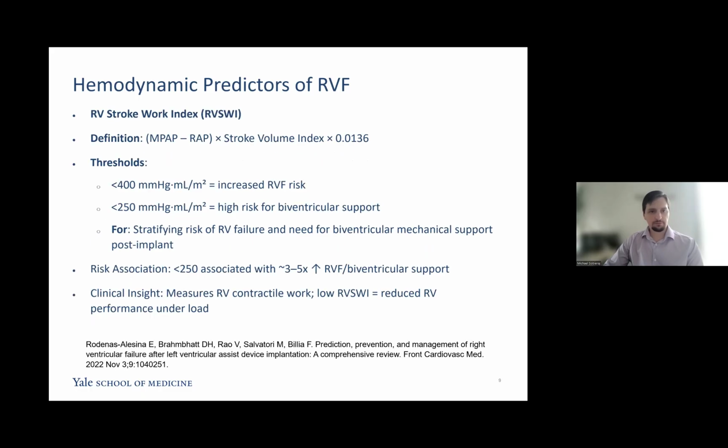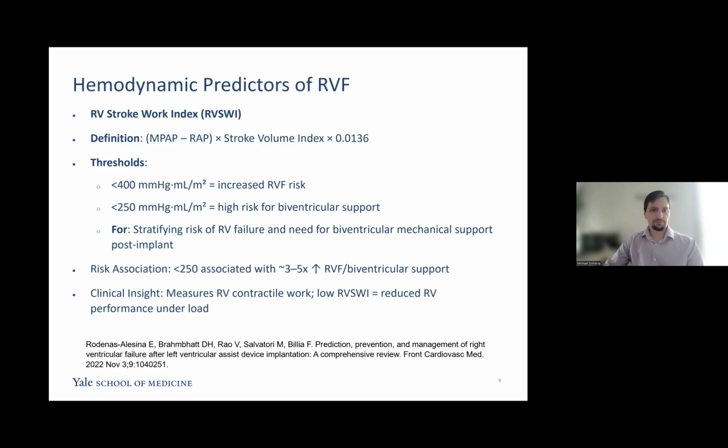Another one is the RV stroke work index. That's your mean arterial pressure minus your right atrial pressure multiplied by your stroke volume index, and then there is a coefficient there, which you also multiply it by. Less than 400 has been shown to have an increased risk for RV failure postoperatively, and less than 250 has been shown to have an even higher risk and is more concerning.